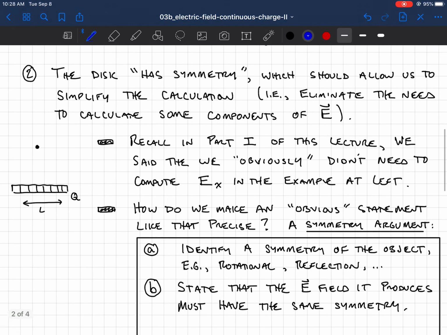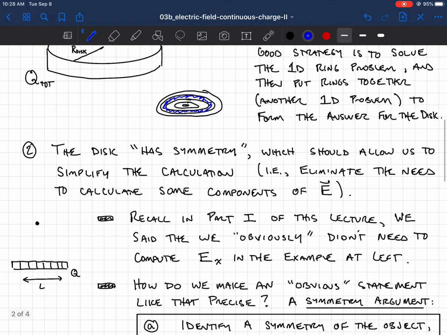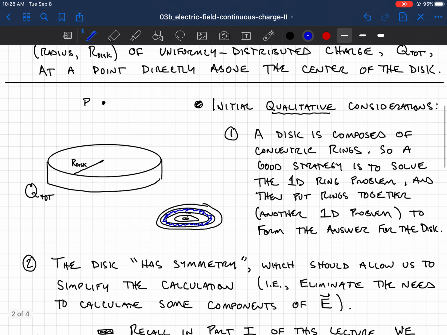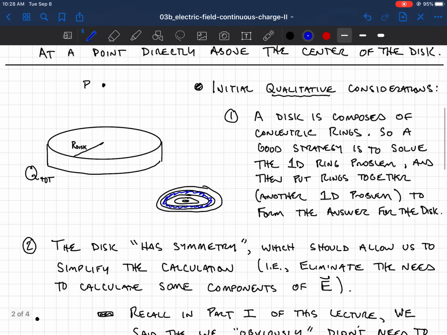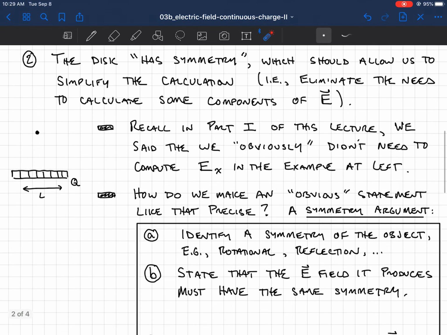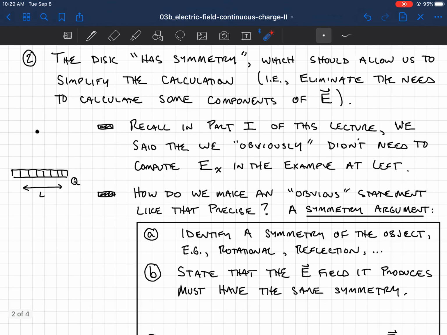The second qualitative consideration is that the disk has some symmetry. So we'll come to this, but you can see that if you rotate the disk, it remains the same by any angle. You can rotate it by any angle about this axis here, and it will be exactly the same disk. We call that a symmetry. And using symmetries helps us to simplify the calculation. In particular, it eliminates the need to calculate certain components of the electric field.